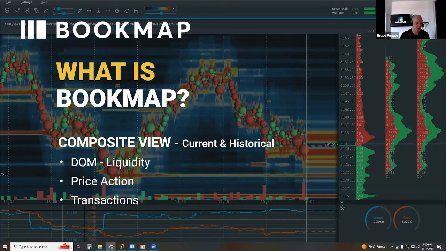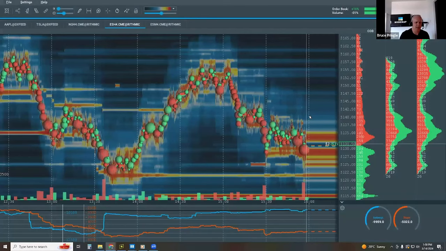So we have the dome or the depth of market and the liquidity. We have the price action, and we have all of the transactions all within that composite view. That's the key. Both the current and historical. So you don't need to look at three different applications for that. Here's just a screenshot of Bookmap. I do have it open, and we can go through the live market as well.